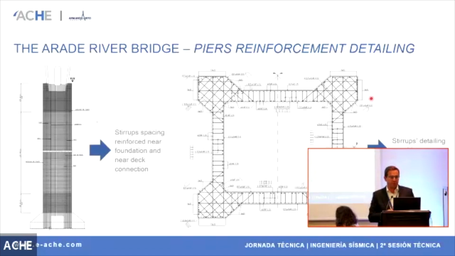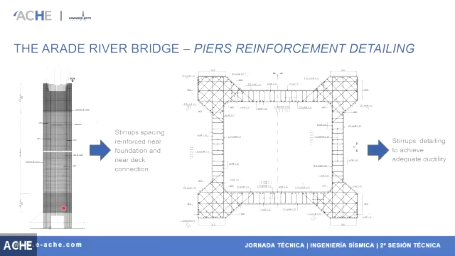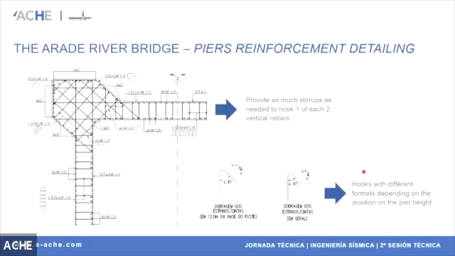Regarding the piers reinforcement, of course, if you have monolithic piers with the deck, you have higher moments on top and also on the bottom, mostly on the bottom of the piers. So you have to provide less spacing for the stirrups near the foundation and near the deck, and the stirrup detailings are very important to achieve the adequate ductility that you are considering in your calculations.